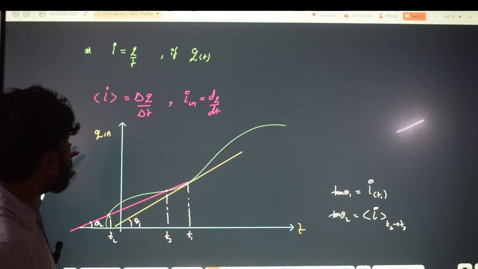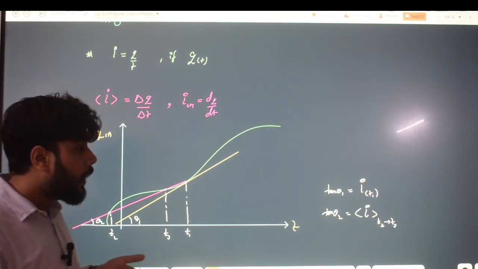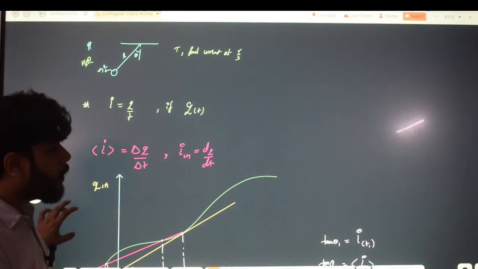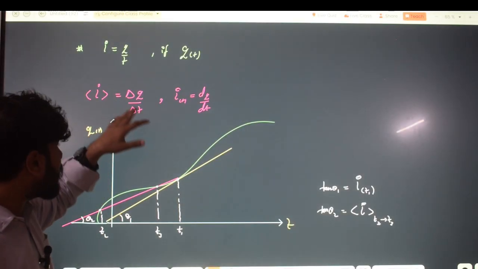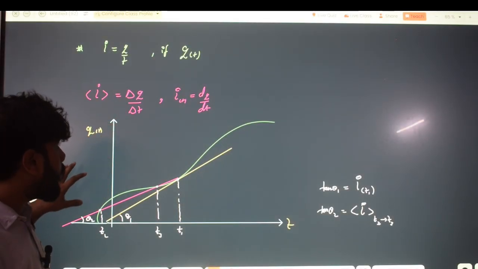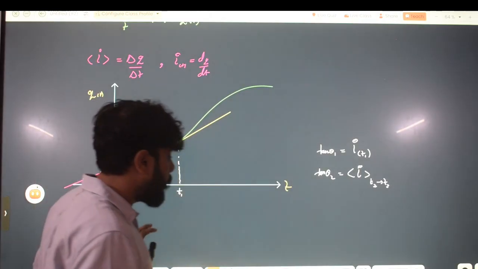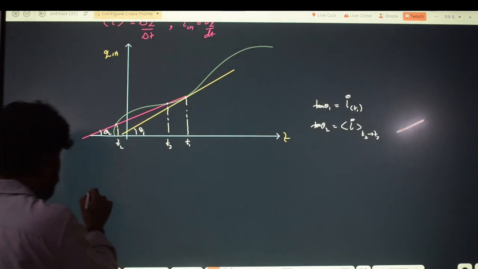So this is about average current and instantaneous current. Average current is just finding the secant of the graph, and instantaneous current is just finding the tangent of the graph. Both are used depending on what condition we have. Just remember what you can do. It is final charge minus initial charge over time, and secondly it is differentiation of charge with respect to time. There is one more way to find the average current.